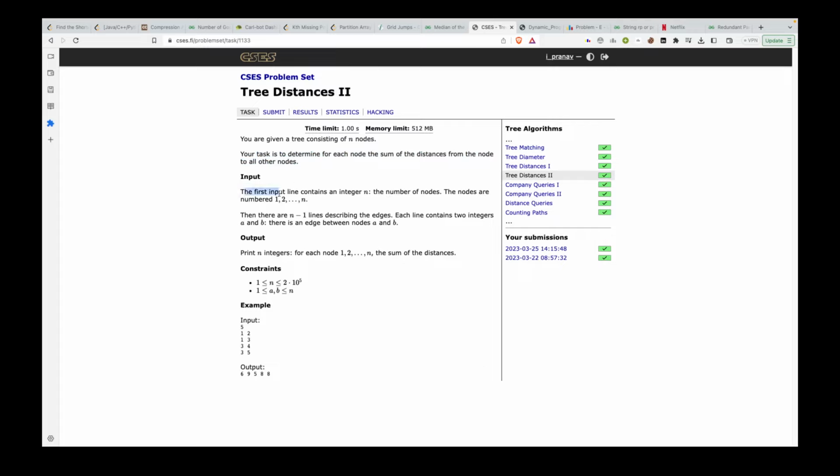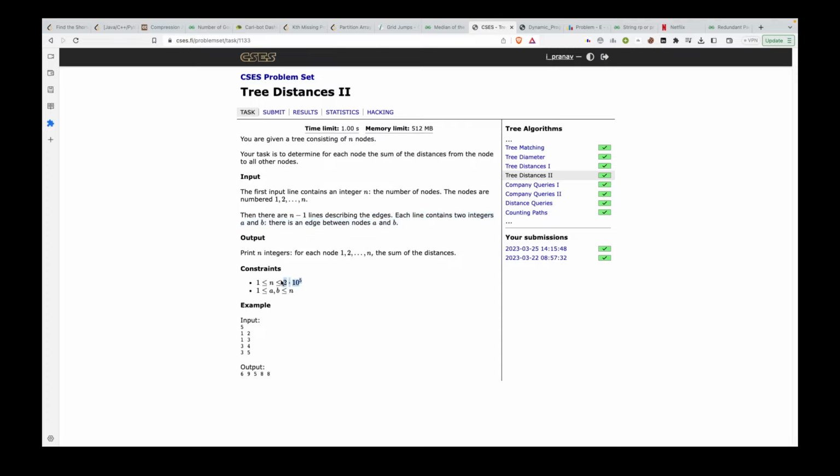Okay. So the first input line contains an integer n, the number of nodes. The nodes are numbered from 1 to n, and then there are n minus 1 lines, which would describe the edges. So there would be an edge from 1 to 2, which definitely would not be directed since it's a tree. And each line contains 2 integers. Yeah, so that's what they're saying.